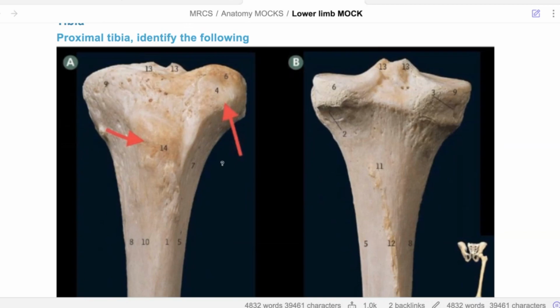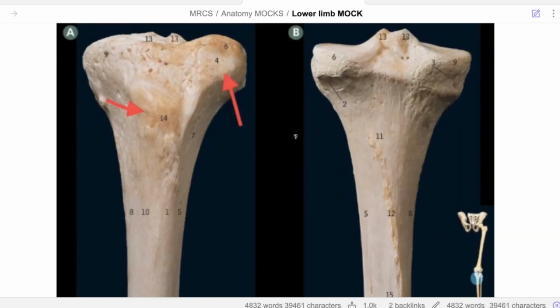Proximal tibia. Which side of the body is this bone? This is the anterior surface, and yes, this is the right tibia. The right or left? Can you give me a single answer? Just a second. It's the left.